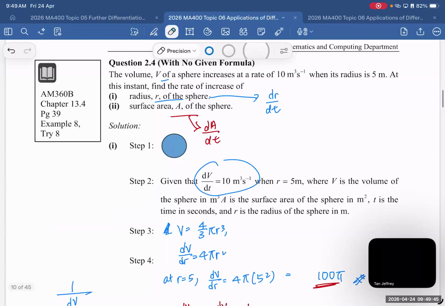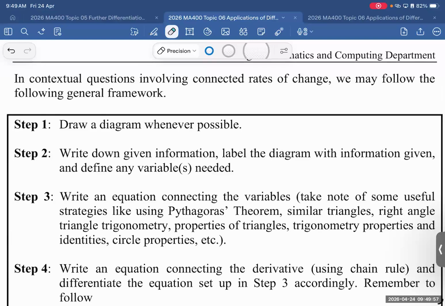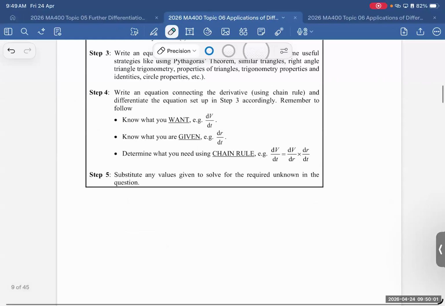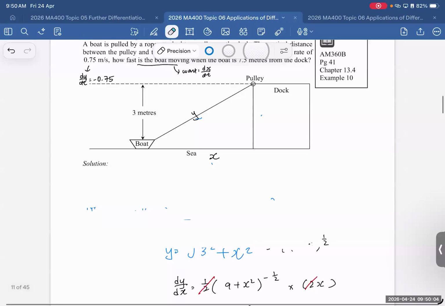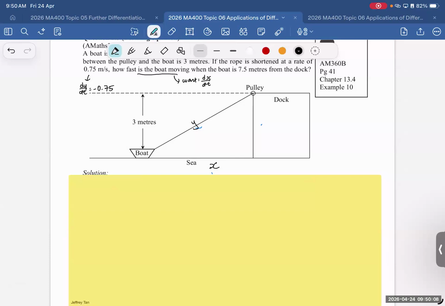Let's just divide. No, cannot. So that's why I need an equation connecting the variables. Under page 5 of the notes, you see there are some strategies like Pythagoras theorem, similar triangles, or right angle triangle. Over here, you'll notice that x, y form a right angle triangle. And this is theta. By Pythagoras theorem, y is the square root of 3 squared plus x squared.